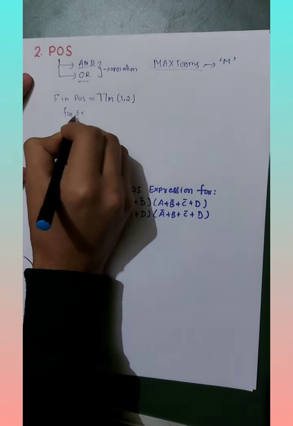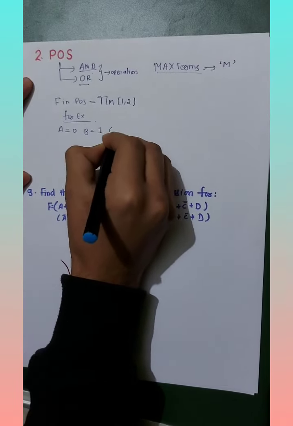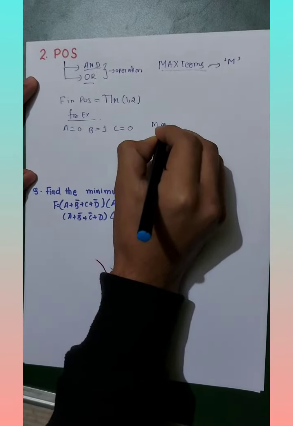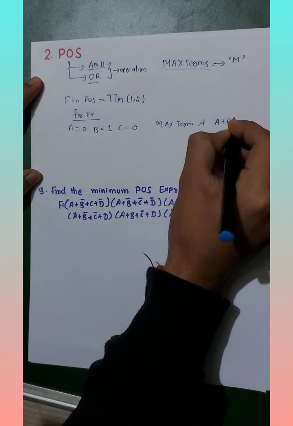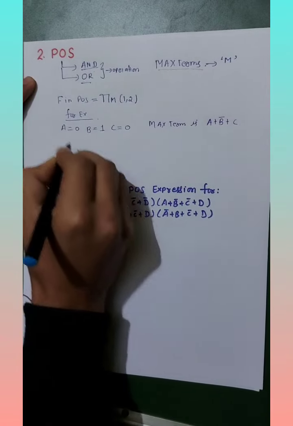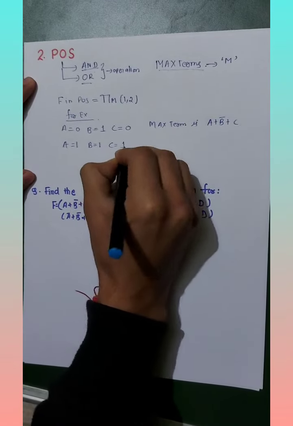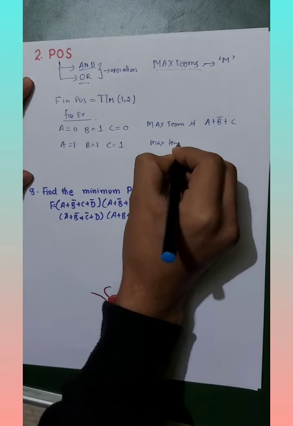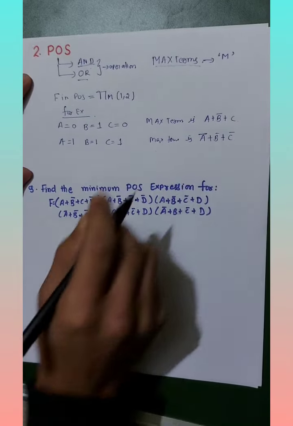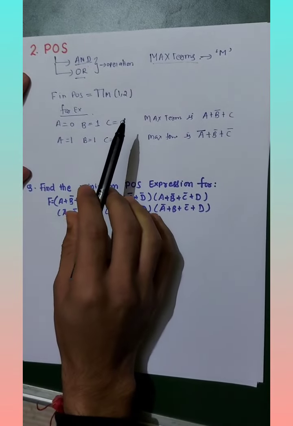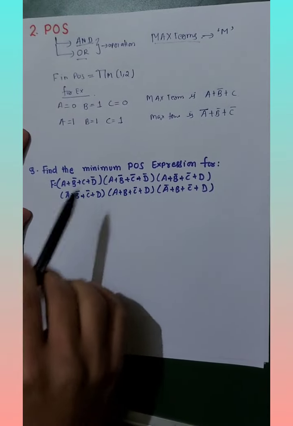Let us take an example. If A equals 0, B equals 1 and C equals 0, then the max term can be written as A plus B complement, B bar, plus C. And if A equals 1, B equals 1, C equals 1, then the max term can be represented as A bar plus B bar plus C bar. These are the basics in POS. Now let us see how to minimize this function.